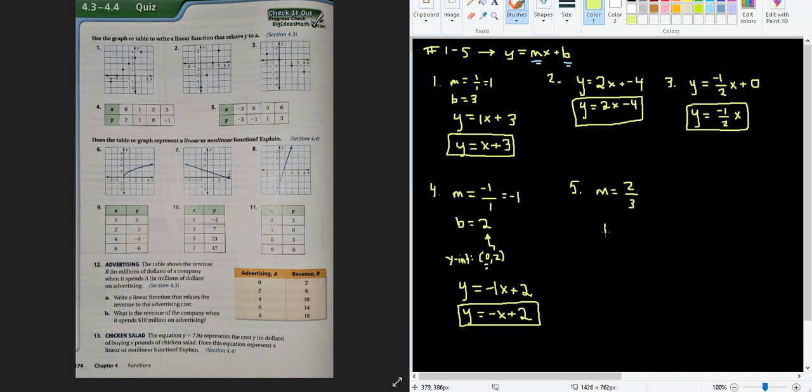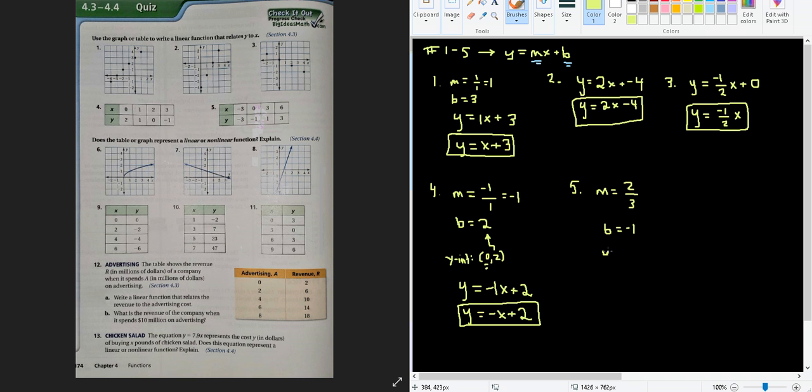The b value comes from the y-intercept. The y-intercept must be 0, -1. Again, I'm looking for x to be 0. That's how I know that 0, -1 is my y-intercept, because x is 0. So -1 must be the b value, the y-coordinate of that y-intercept.